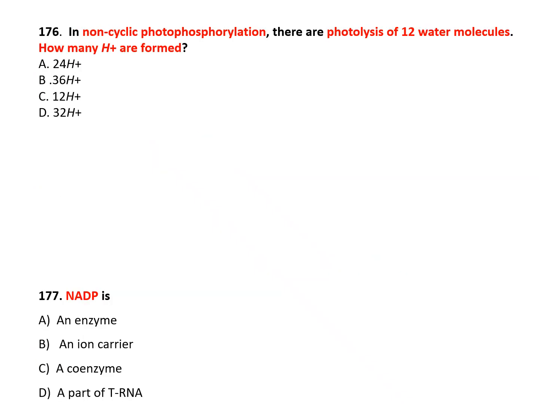The next question, number 176. In non-cyclic photophosphorylation, there is photolysis of 12 water molecules. How many hydrogen ions are formed? Option A 24, option B 36, option C 12, option D 32. The correct answer is option C, 12 hydrogen ions.